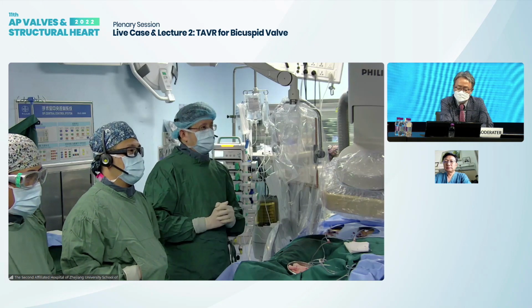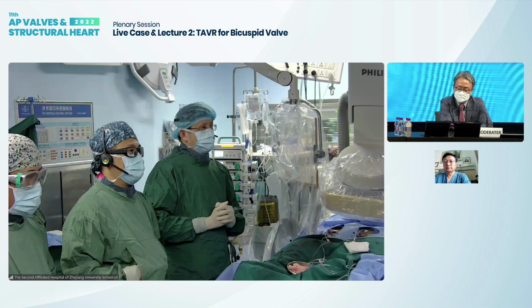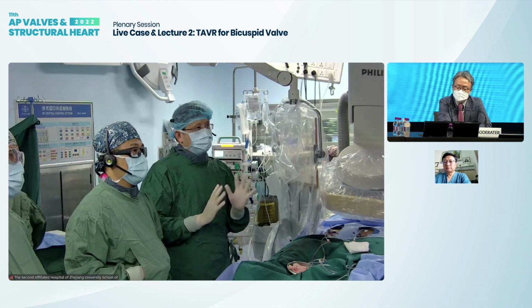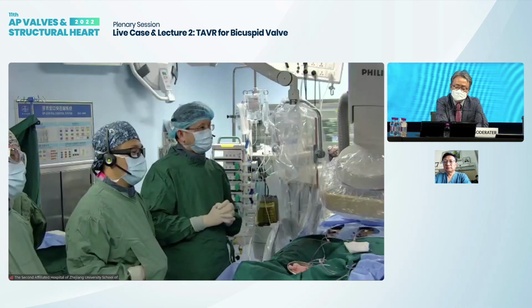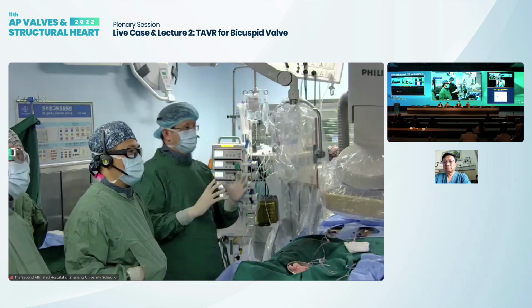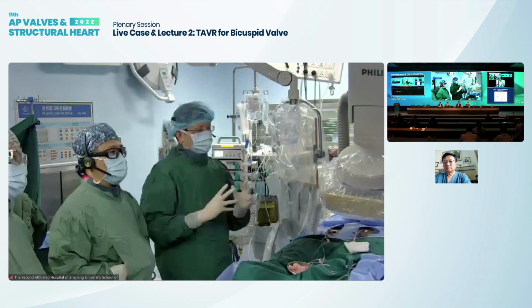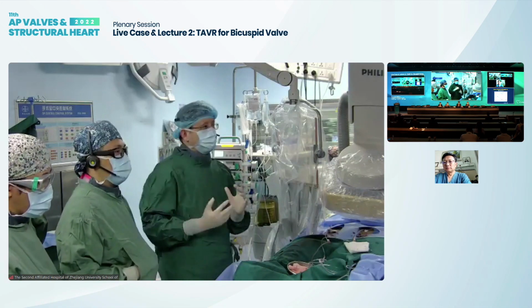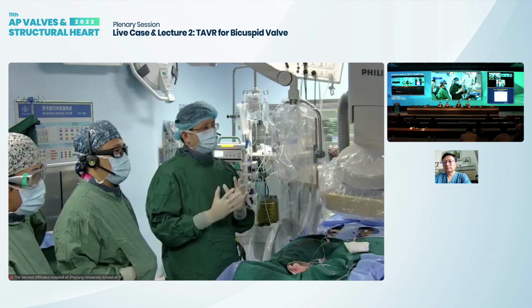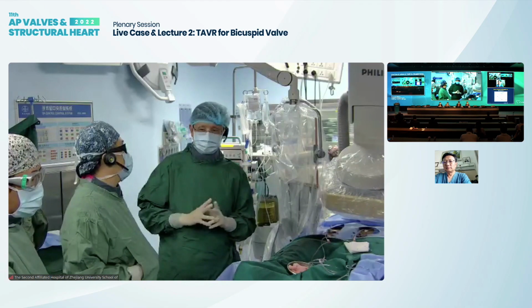So it's a little bit different from the Evolut Pro. With the Evolut Pro, I think the radial force is not as strong as the Venus A. But it's not so easy, with such a strong radial force, to make it retrievable. So it's a little bit tough for the design and for the manufacture.